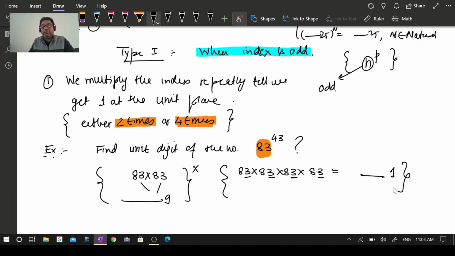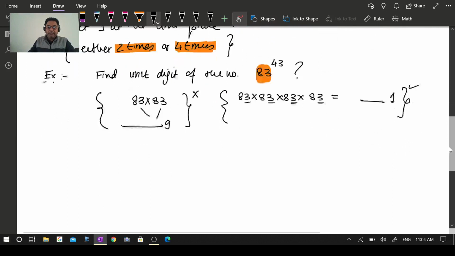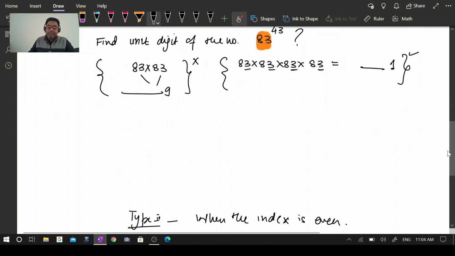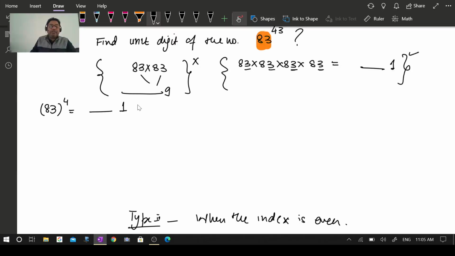So I'm now very, very sure that whenever I multiply 83 4 times, I'm going to get 1 in the unit place. Clear? That is how we make 1. So I'm very easily writing it: 83 to the power 4 gives me 1 at the unit place. I hope everyone understands it.